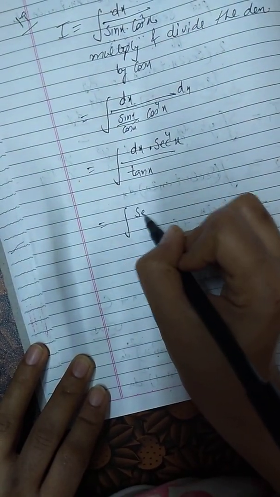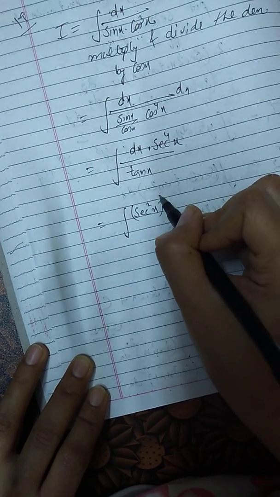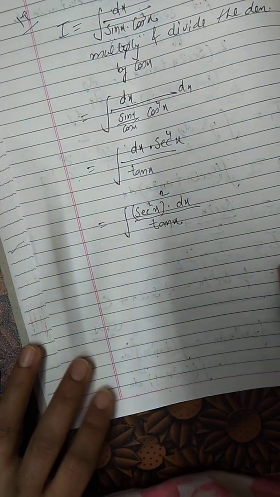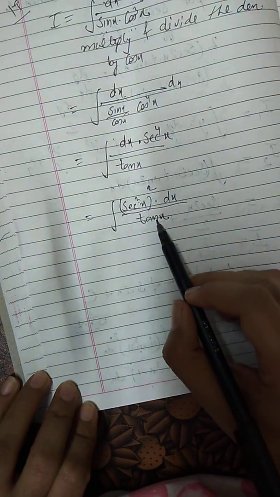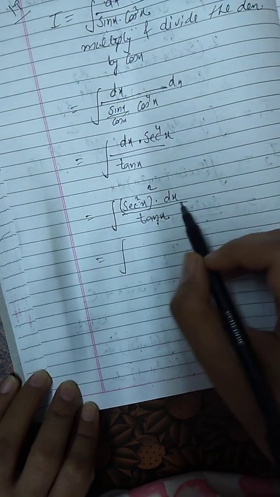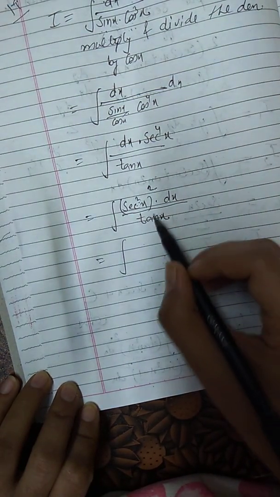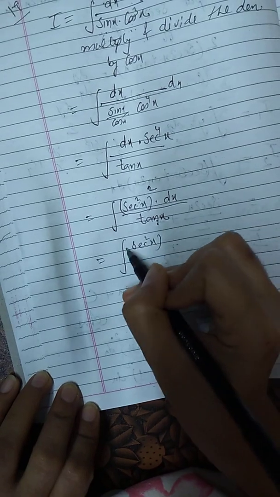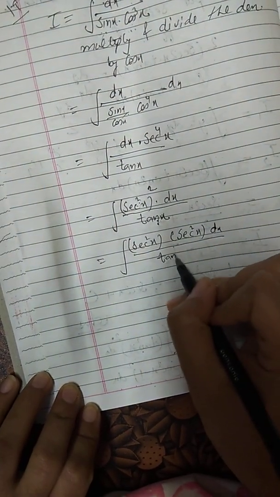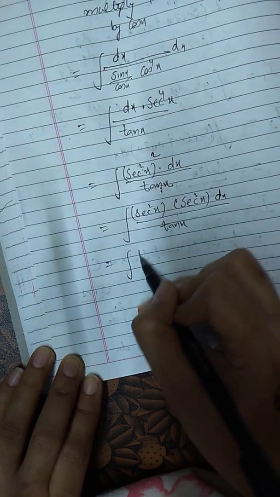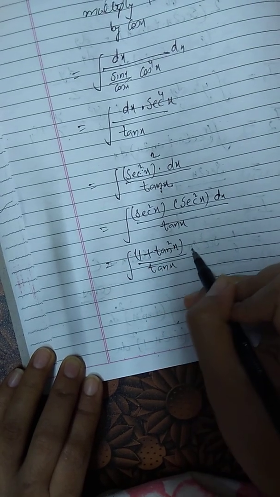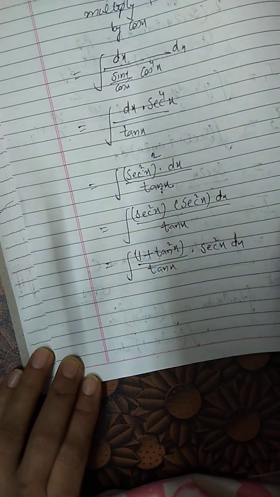So this secant power 4x, that means secant square x whole square into dx divided by tan x. Now we know the relationship between tan x and secant square, that the derivative of tan is secant square, but we are getting the square of this thing. And one more thing we know, that secant square x can be written as 1 plus tan square x. So if I separate this secant square x like that, with tan x in the denominator, then this secant square x can be written as 1 plus tan square x, divided by tan x, and one term secant square x is left now.